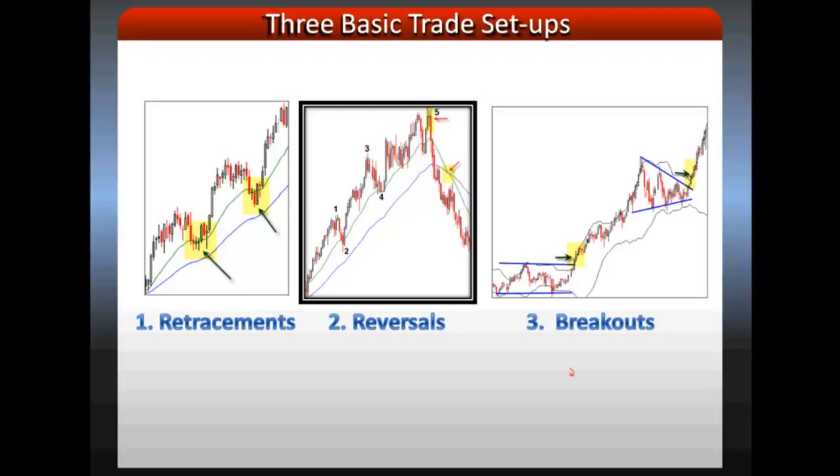Oh gosh, Gary says reversals. Interesting. Well, you're in the right spot here, Gary. We're talking reversals. Scott says retracements. Just kind of jumping in here. Other retracements. Anybody like breakouts? Nobody said breakouts yet.